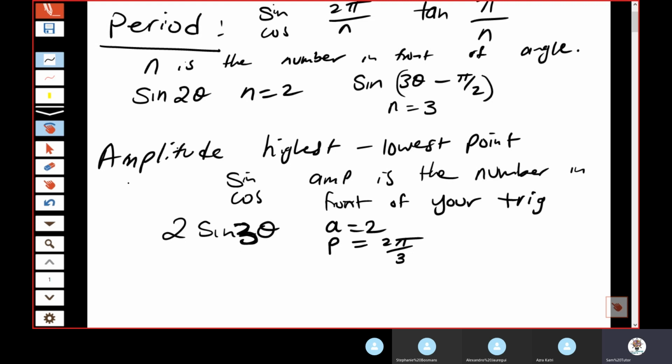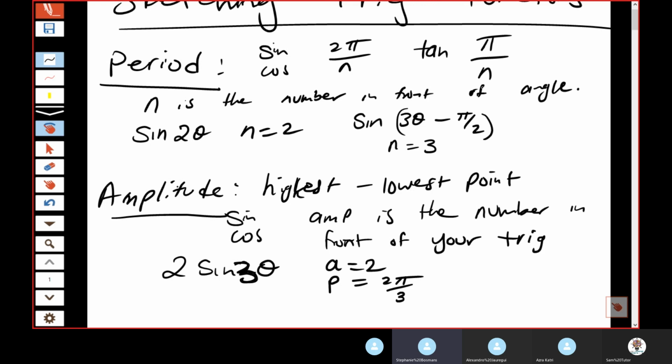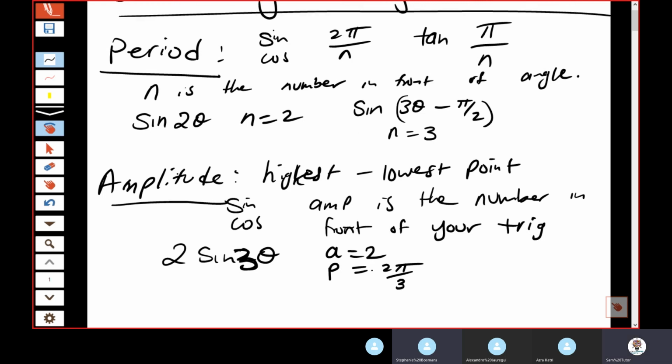Do we have any questions? L, Azra, all good? Why is the period for the last example you did 2 pi on 3? Because the formula is what? Oh, 2 pi on n, for sine and cos. Okay. And tan, as you can see, doesn't have amplitude. Tan goes up, it doesn't really have amplitude. All right. Good. 2 pi on n.